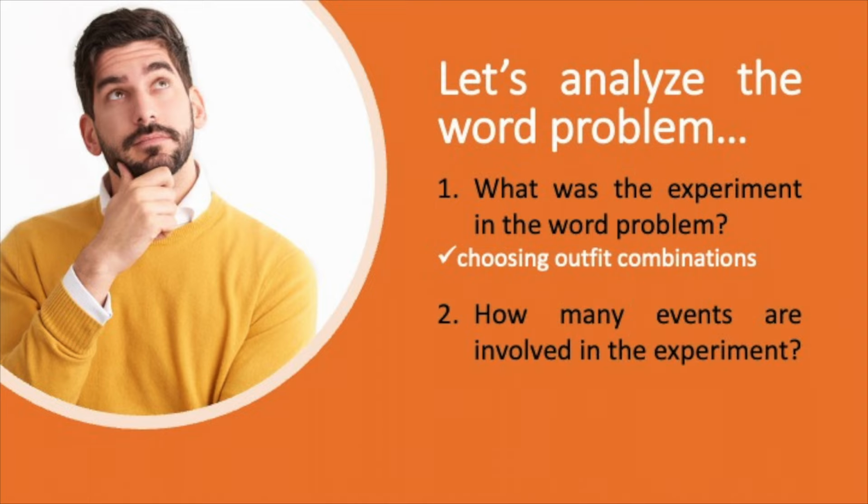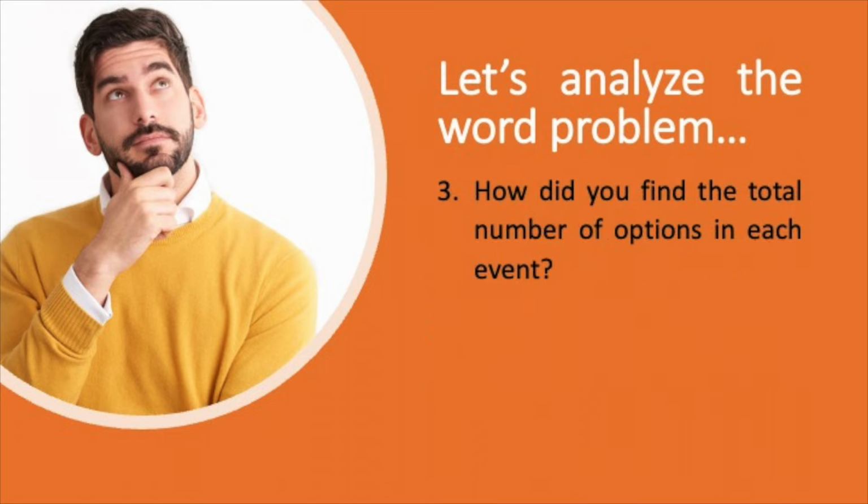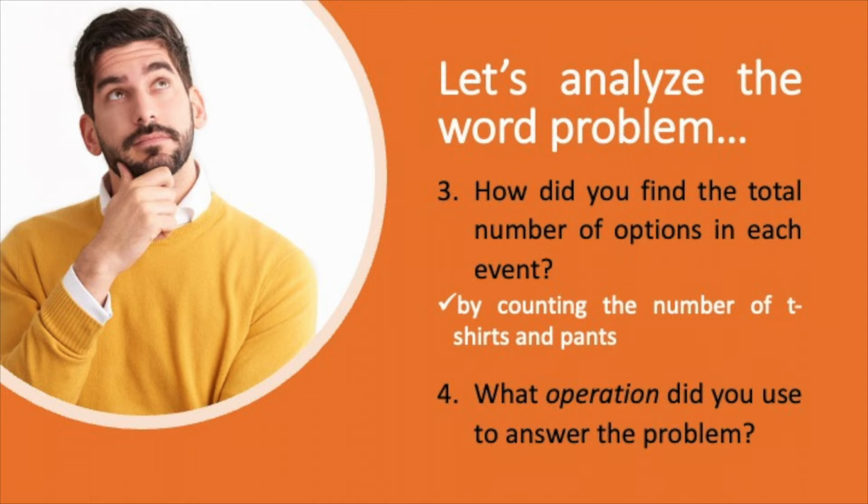Second question, how many events are involved in the experiment? Only 2. Magpili lang sang t-shirt and magpili sang pants. Third question, how did you find the total number of options in each event? Very simple. Isipon lang kung pila ka bilog ang choices sa t-shirt and kung pila ka bilog ang choices sa pants.